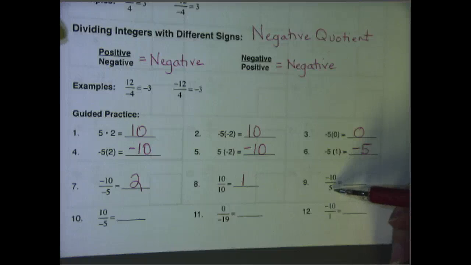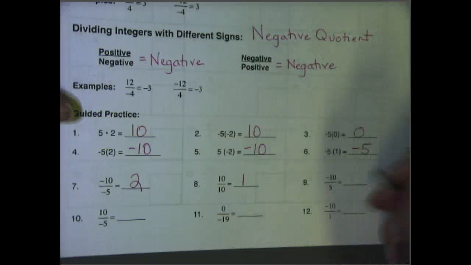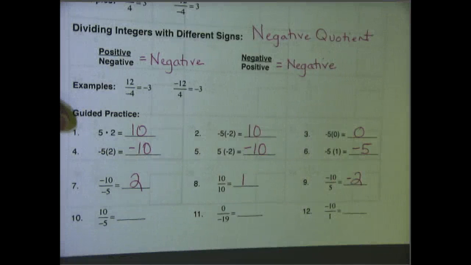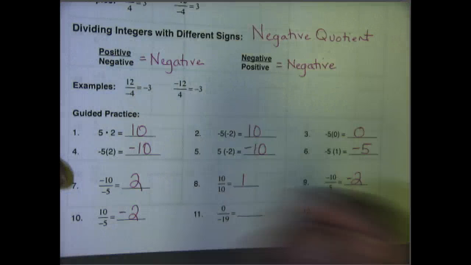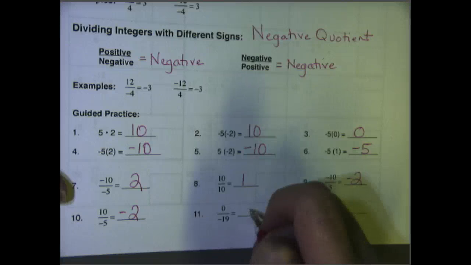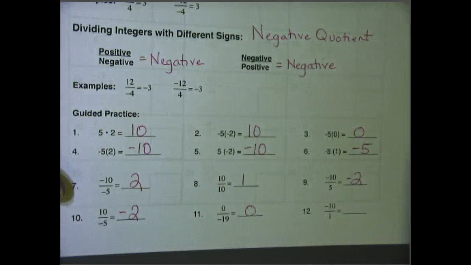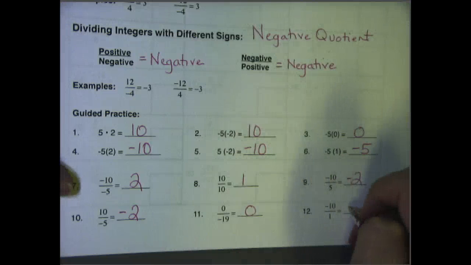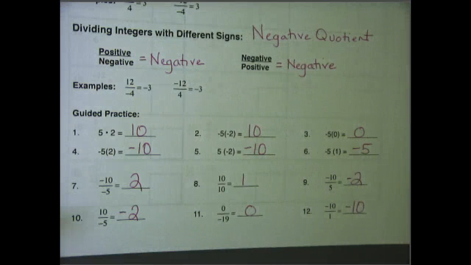Negative 10 divided by positive 5. Dividing different signs, we know our answer will be negative. 10 divided by 5 is 2, so negative 2. Number 10, the same as number 9. We're dividing different signs, so negative 2. 11, 0 divided by negative 19. Anytime I divide 0 by a number, I get 0. No negative 0, just 0. Number 12, negative 10 divided by 1. If I divide negative 10 by 1, I get negative 10.